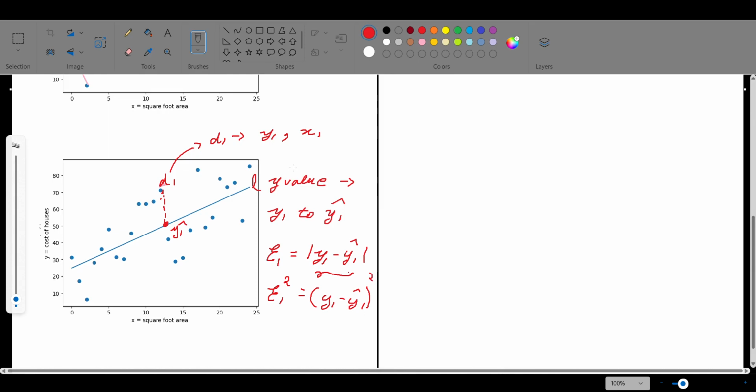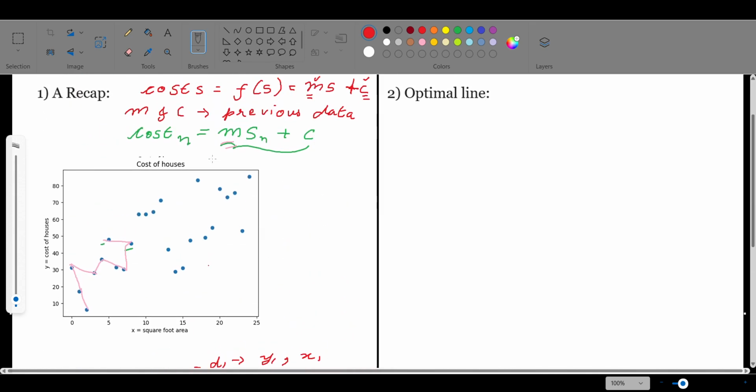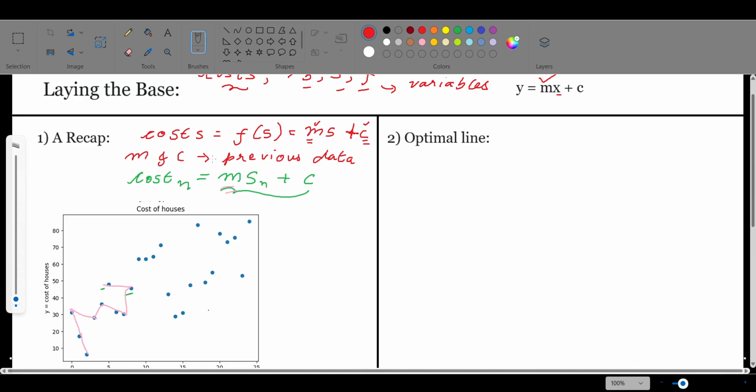Now we have errors that are always going to be positive, whether y1 is greater than y1 cap or not. Okay. Now we found this. Ideally, what we would have wanted is that each and every error is the minimum error possible, which is technically just 0, which we saw cannot happen. So what we try to do is sum up all the errors.